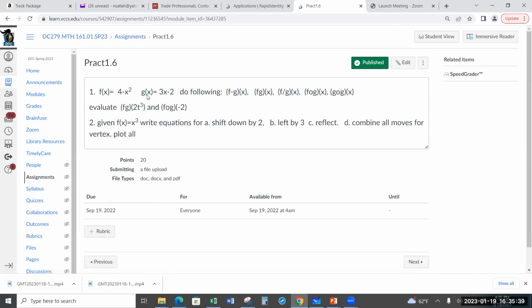Okay, here we go. You have two functions, 4 minus x squared and 3x minus 2, and you do the following. You subtract them, you multiply them, divide them. Don't forget when you divide, the bottom cannot be 0. Then you do composition and evaluate, the same thing we did.